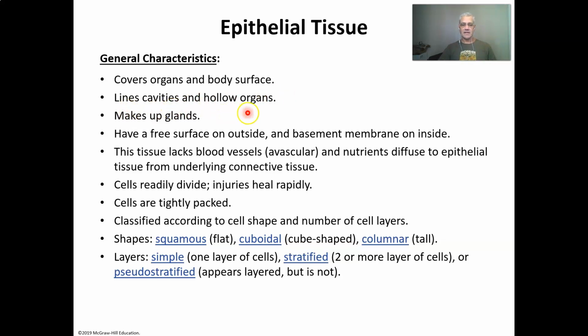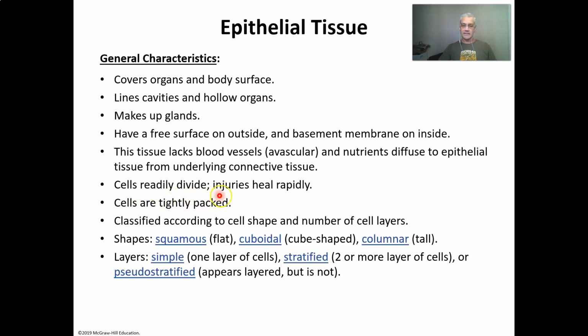They line cavities and hollow organs. They make up glands. They have a free surface on the outside. That means they're exposed to usually some fluid of the body. They are also exposed to the outside of the body. Your epidermis is composed of epithelial tissue as well. But they usually have access to some sort of fluid, and that would be oxygen exchange and nutrient exchange. So they don't need to have a separate blood supply.